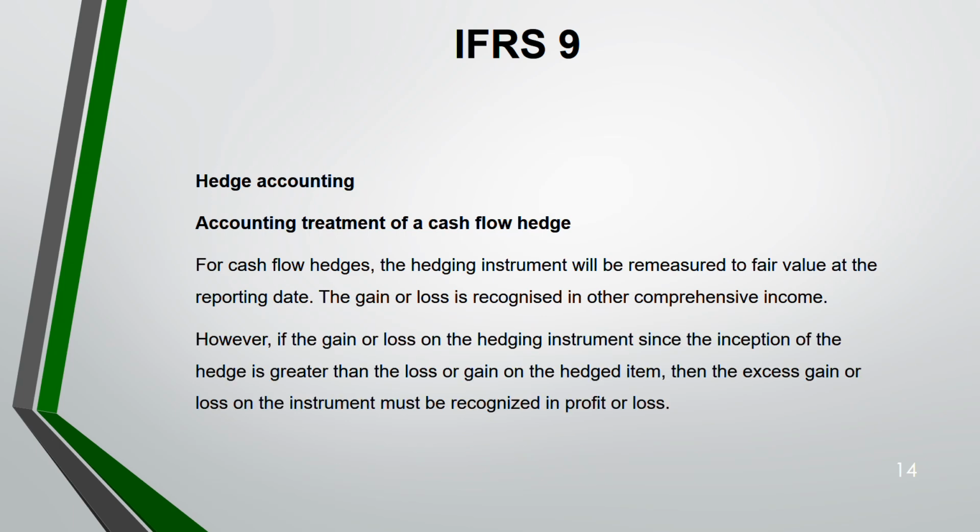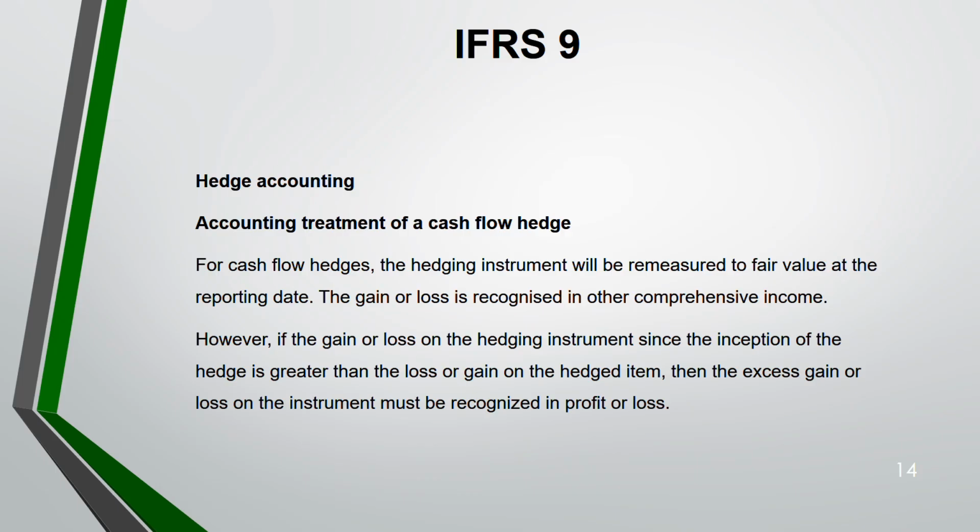But if the gain or the loss on the hedging instrument since the inception of the hedge is greater than the loss or the gain on the hedged item, please understand this. If your gain on the hedging instrument is more than the loss on your hedged item, where do you take the excess gain or loss? There is an excess amount. You see, they are not equal. If they are equal, there is no problem.